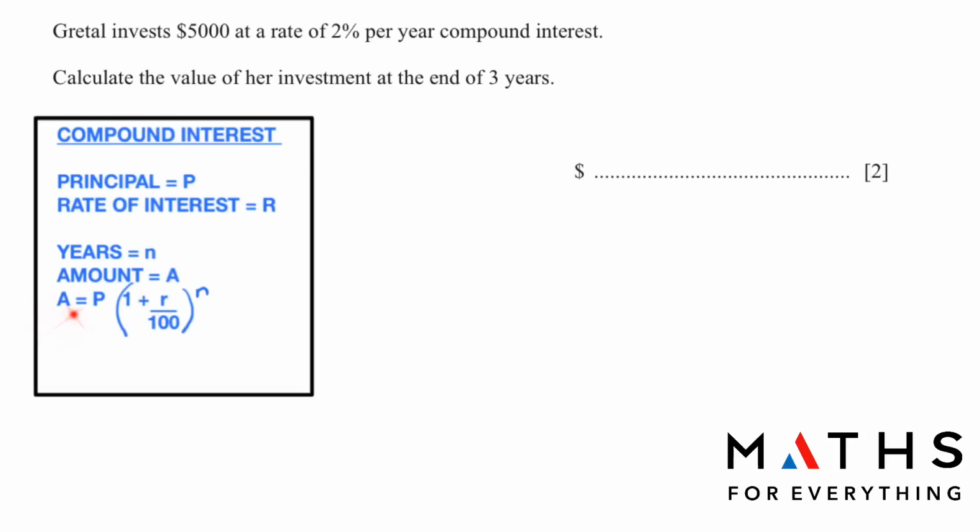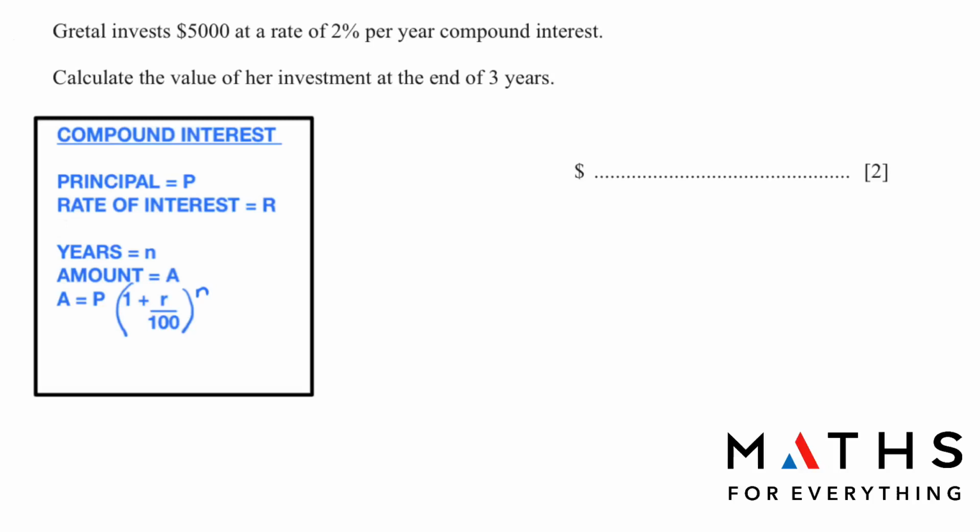which is A is equal to P bracket 1 plus R over 100 to the power of N. A is your amount or the value at the end of the period. Principal is P, rate of interest is R, years is written as N.